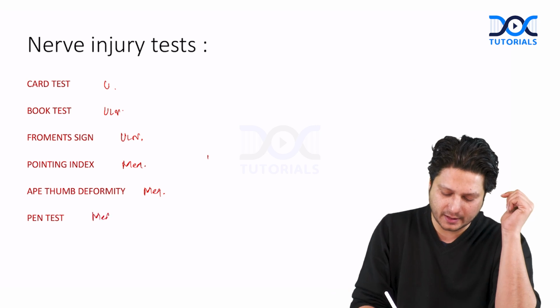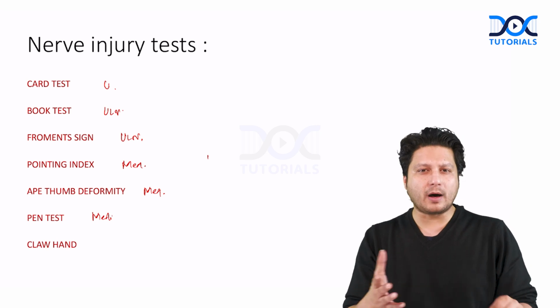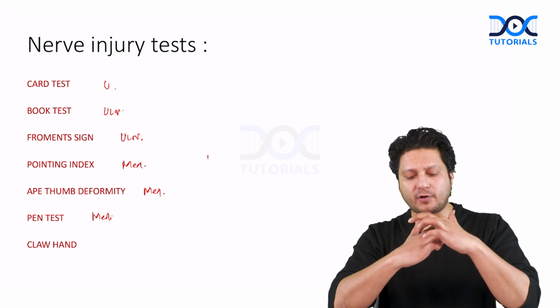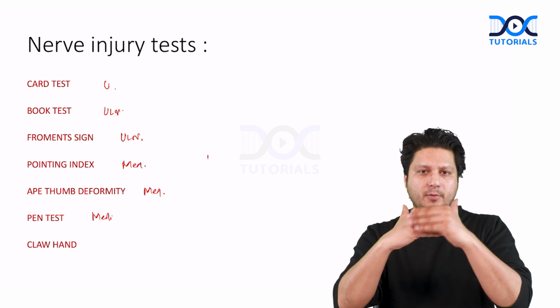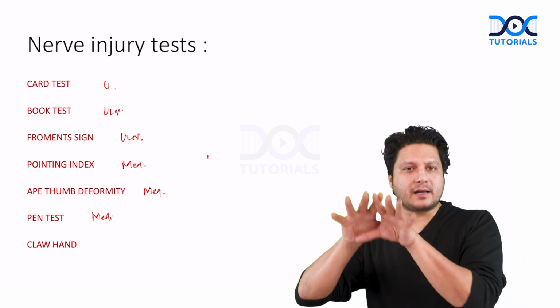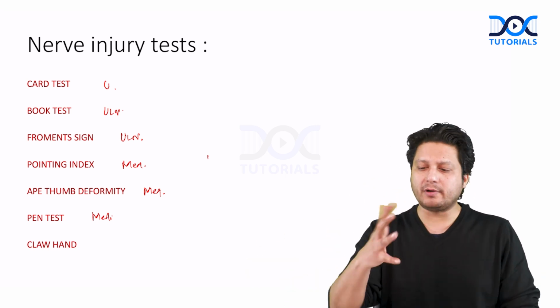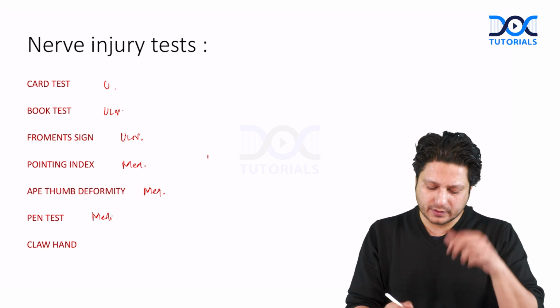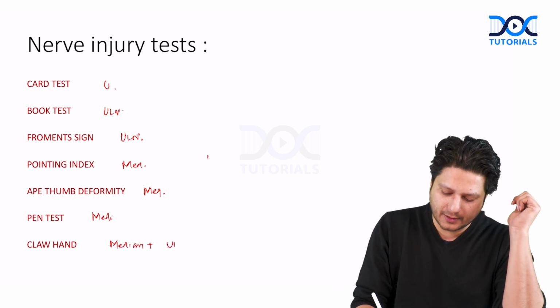So the pen test is again a test for median nerve injury. And finally, the claw hand. Now all of you are aware that lumbricals are responsible for flexion at the metacarpophalangeal joint and extension at the interphalangeal joints, and if the lumbricals are getting inactivated because of median as well as ulnar nerve injury, it will lead to a complete claw. So this claw hand is because of both median as well as ulnar nerve injury.